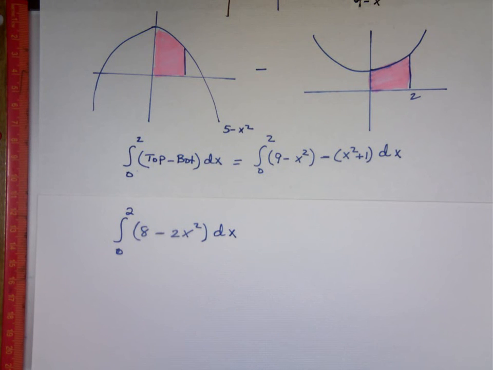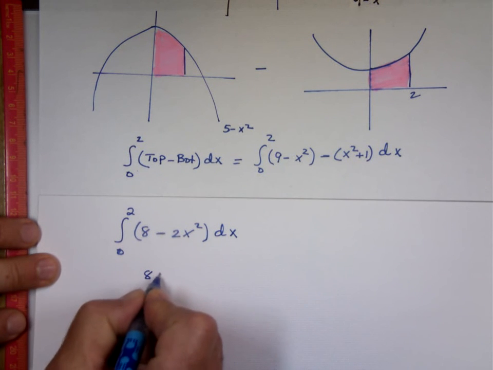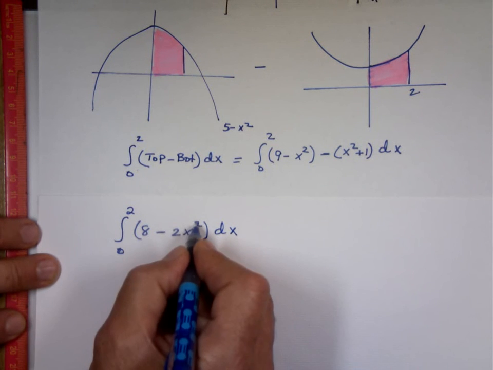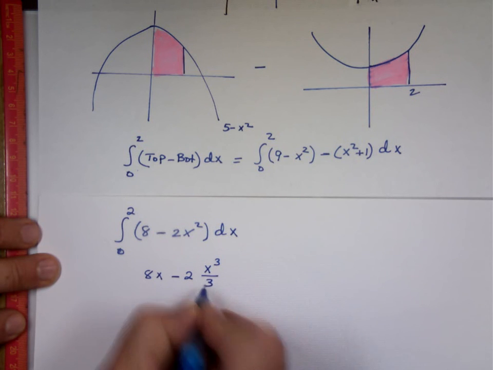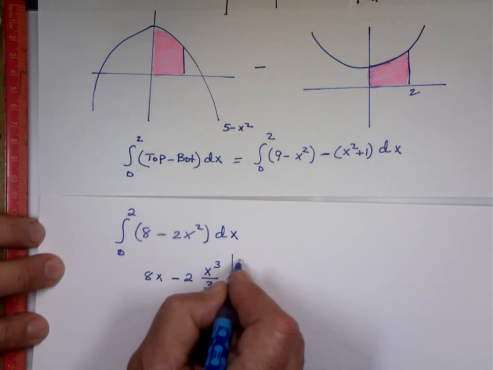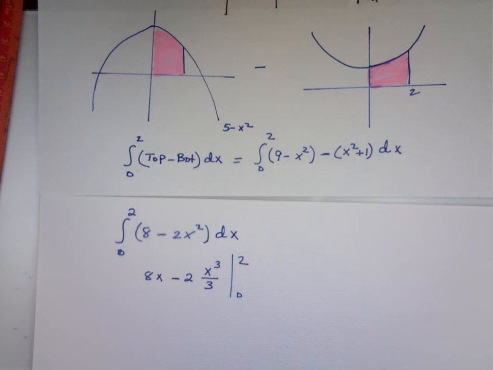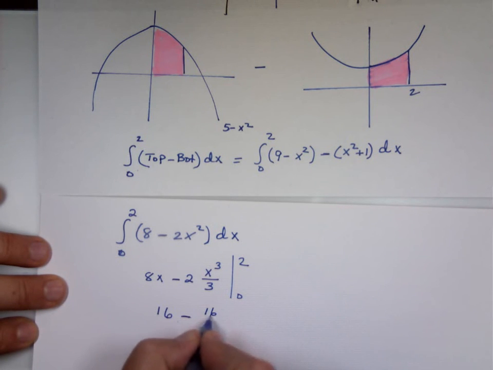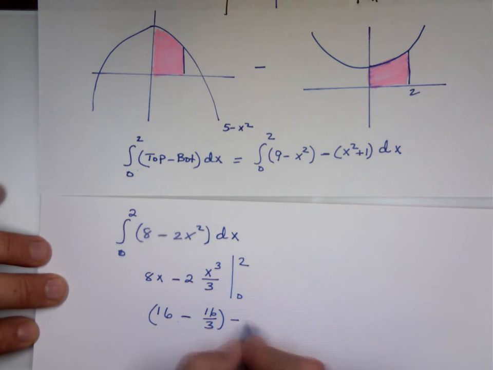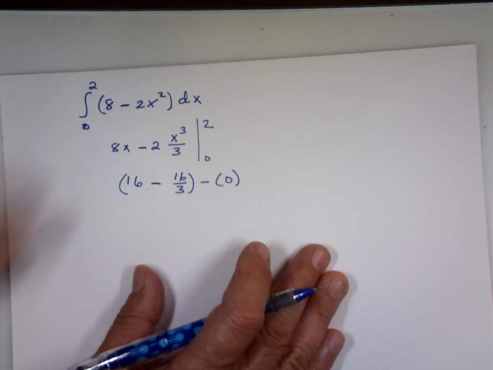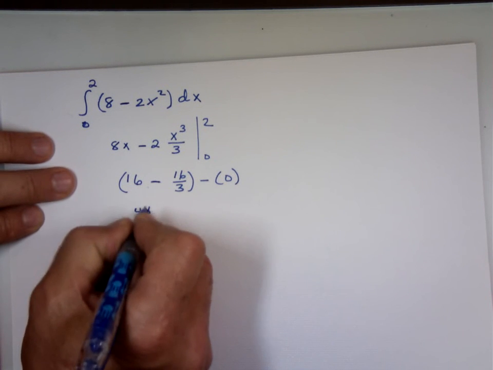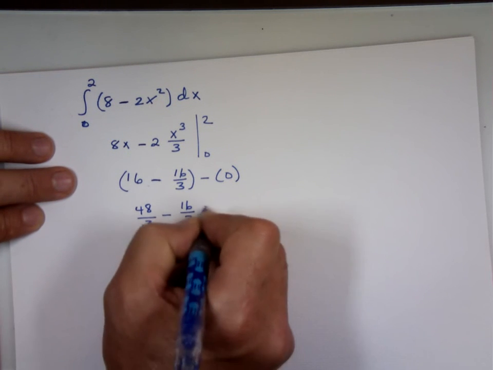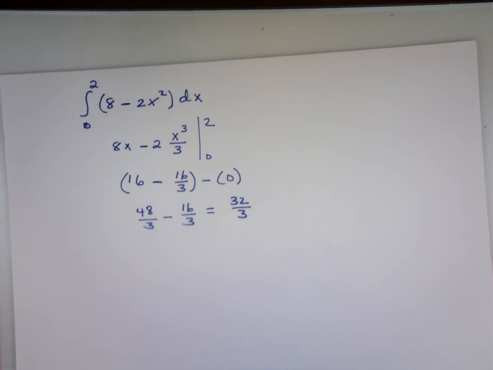Let's finish that one. Let's integrate it. That would be 8x minus, here's the 2, add 1 to the power, divide by the new power, from 0 to 2. Eight times 2, 16 minus 8 times 2, that's 16 over 3, minus the value at 0, which is 0. And I think that's, you multiply by 3, that's 48 over 3, minus 16 over 3, and my answer is 32 over 3. So the area between them is 32 over 3, or 10 and 2/3.